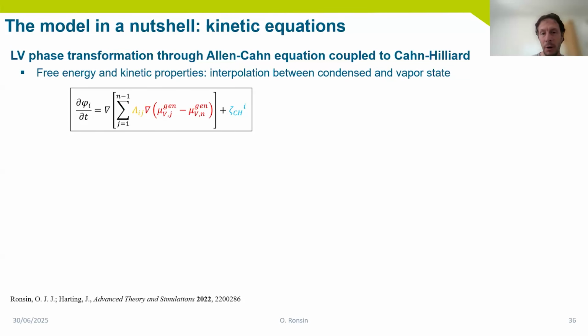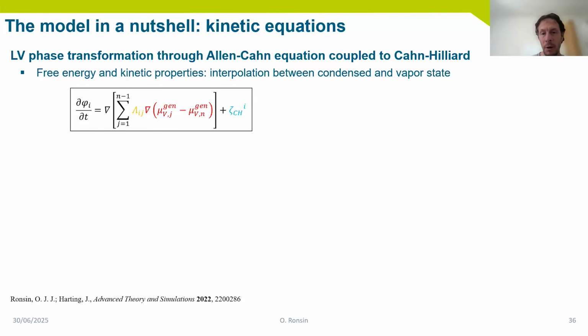And then come surface tension terms. For the mobilities, basically it's the same. We interpolate the mobilities between the ones of the condensed phase and the ones of the vapor, which are much higher, of course, since we're in a gas.